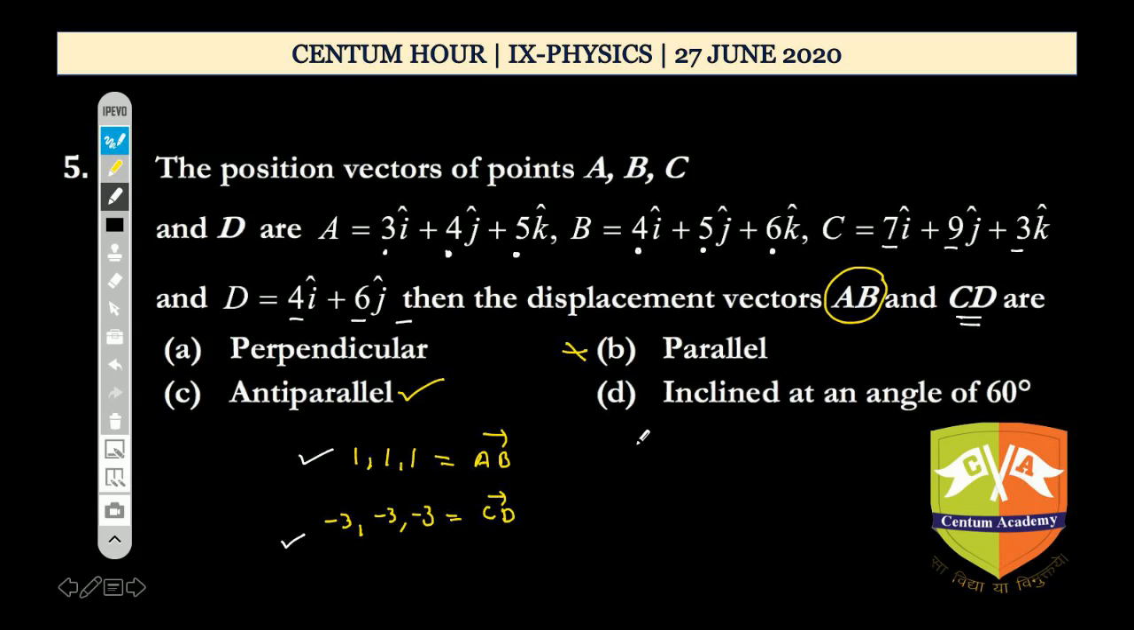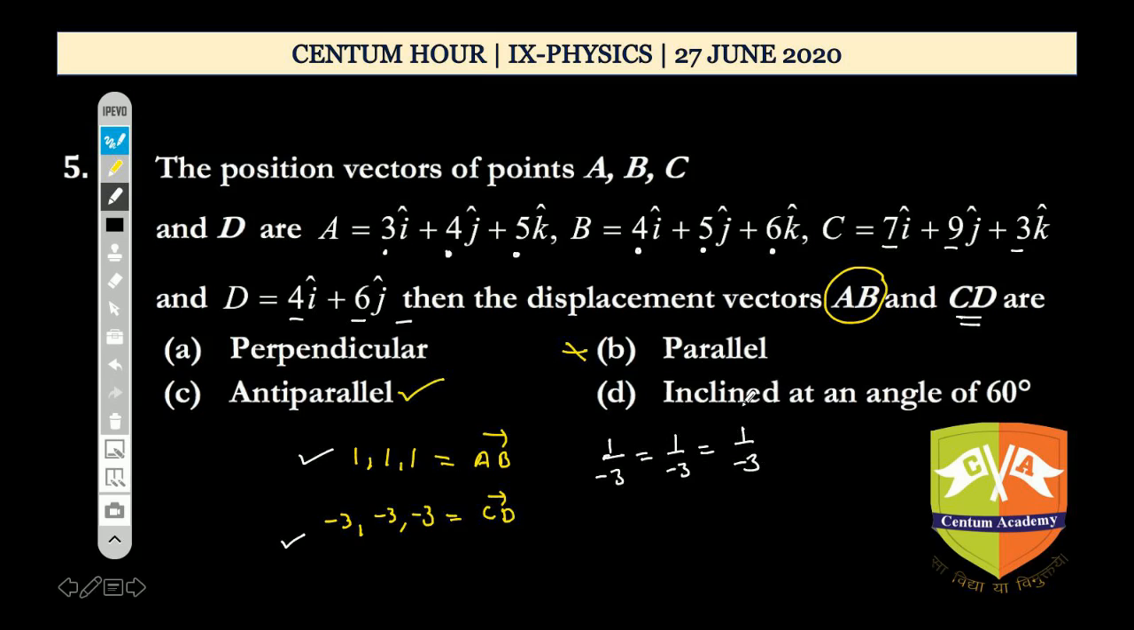Got it. Now reaching the last statement, the conclusions. Beta, they are proportional: 1 by minus 3 is equal to 1 by minus 3 is equal to 1 by minus 3. That is, a1 upon a2 is equal to b1 upon b2 is equal to c1 upon c2. They are parallel but in opposite direction, beta. They are called anti-parallel. Got it? If not, make a note of it, beta. That will surely help you out.